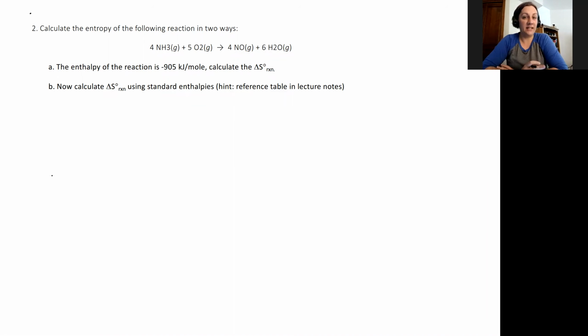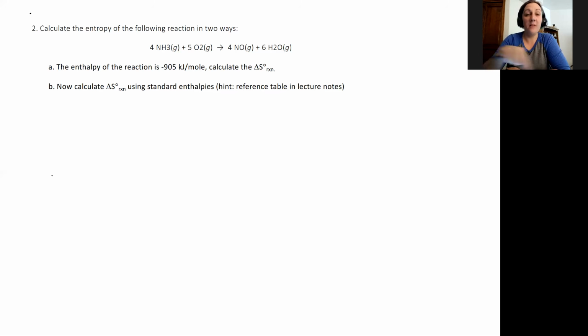In this lecture, we are going to go over two ways to calculate entropy for a reaction. And our two ways are actually going to give us slightly different answers. So there's that. We're looking at ammonia gas and oxygen gas combining to form NO, which I forget the exact name, nitrous oxide, anyway, and water gas.